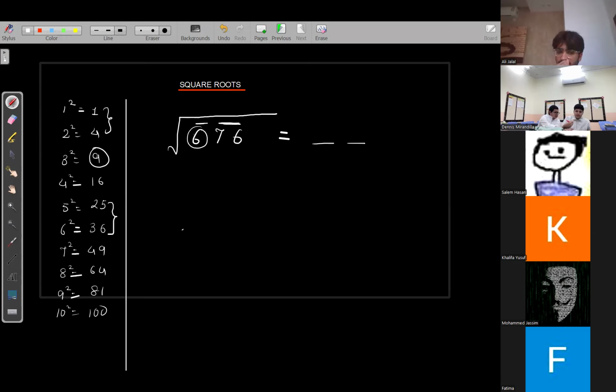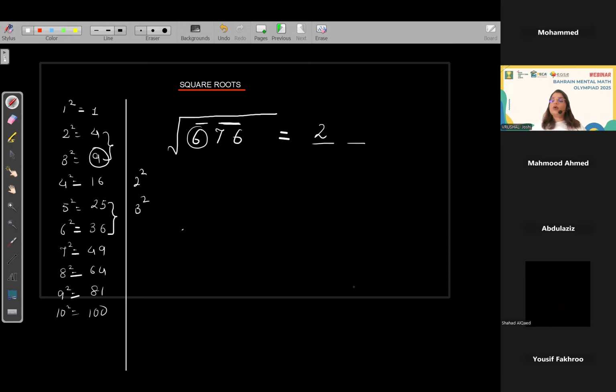Where will you write 6? 6, first digit. 2, 3. 6 between 2 and 3. Correct? So you will write the lowest one, which is 2. Getting it? 6 will come between 2 square and 3 square. I hope you guys are understanding. Correct? And then 76. The square of which number ends with 6? That is what you have to find out.